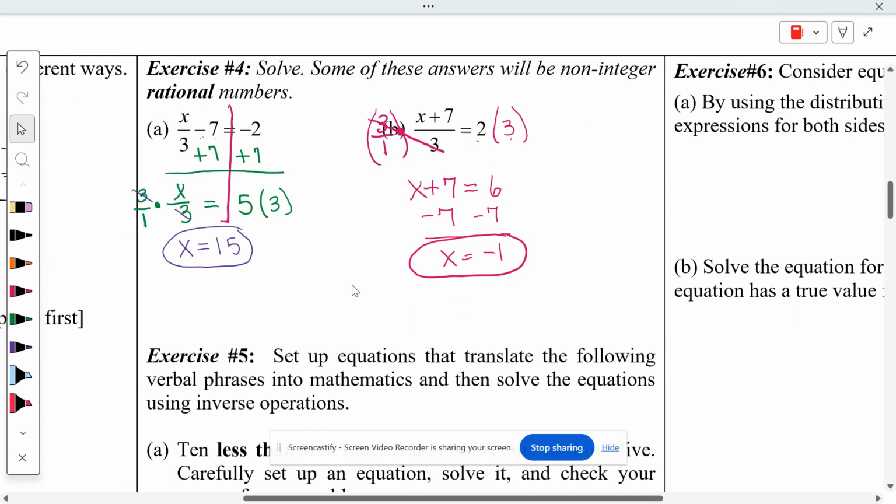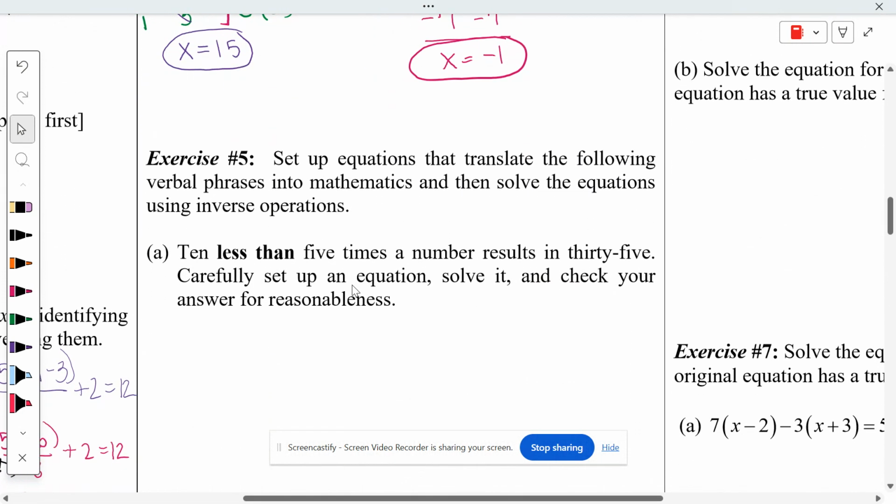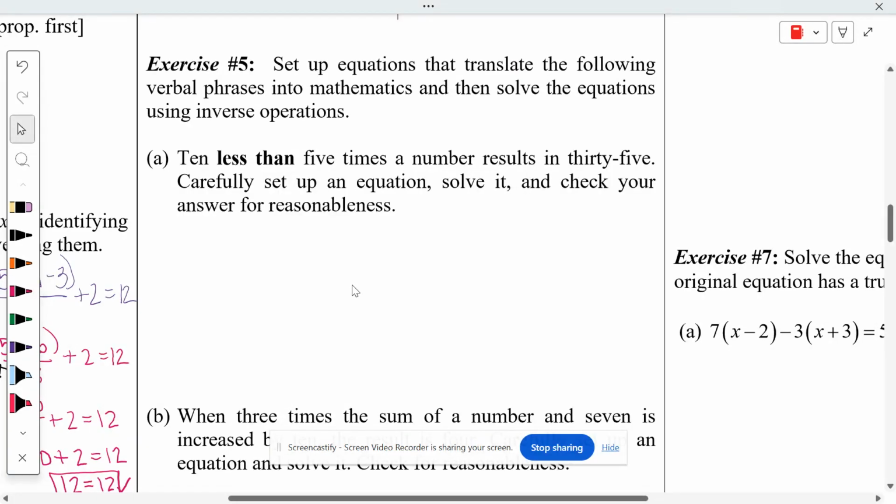Alrighty, let's look at exercise number 5. So we set up equations that translate the following verbal phrases into mathematics and then solve the equation. So 10 less than, that means we're going to subtract, and this is a turnaround word. So whatever we do, we're going to subtract 10. Well, what are we subtracting 10 from? 5 times a number. That's 5x. So let's write that first expression. I have 5x minus 10.